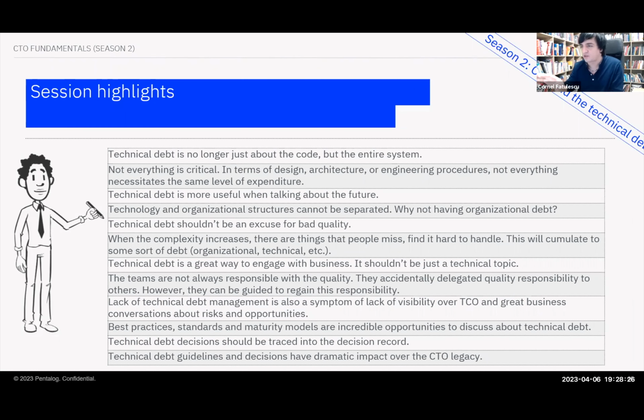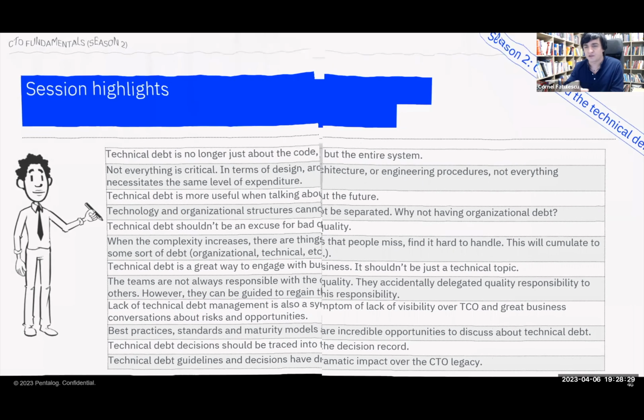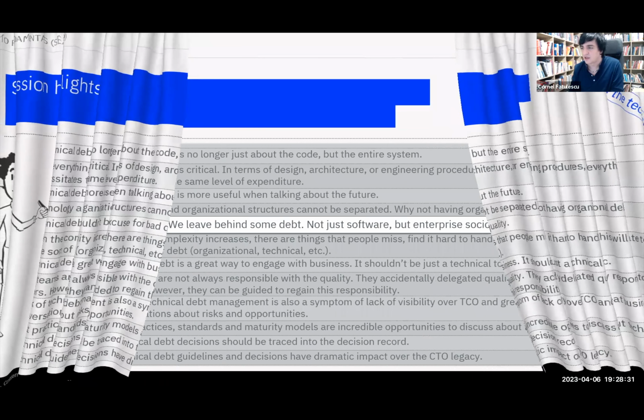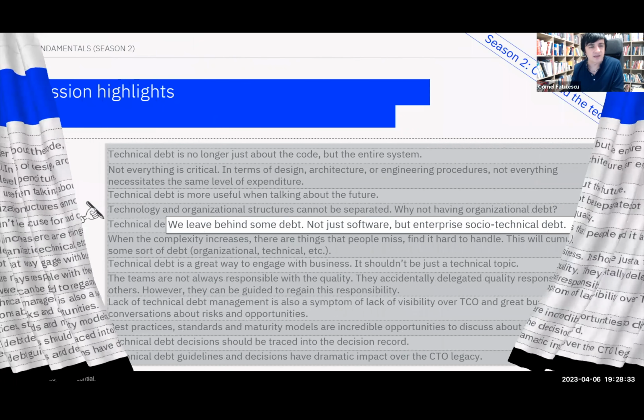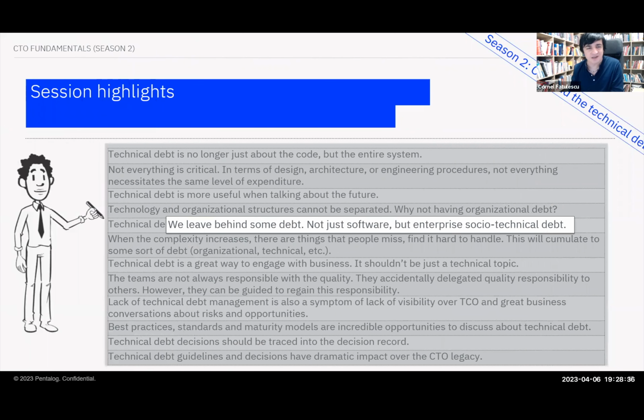Before compiling it together, there was something from the technical debt that was important. We also leave behind some debt. I hope nobody is surprised. In the session highlights from the first episode of this season, CTO and the technical debt, there were many things about how we should look at the technical debt, and the fact that we should look at it more from an enterprise architecture perspective, social technical debt, not just the software debt.